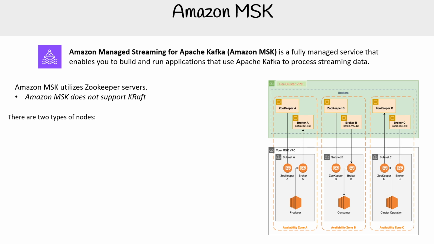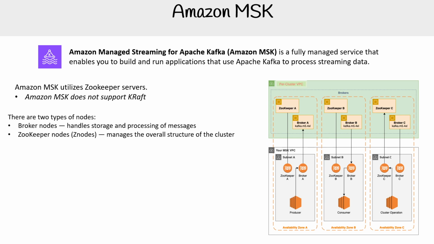There are two types of nodes. We have broker nodes and Zookeeper nodes. Some might call them Z nodes. The key difference between these nodes is broker nodes are for handling the messages themselves, whereas the Zookeeper nodes are for handling the overall structure and communication of everything.